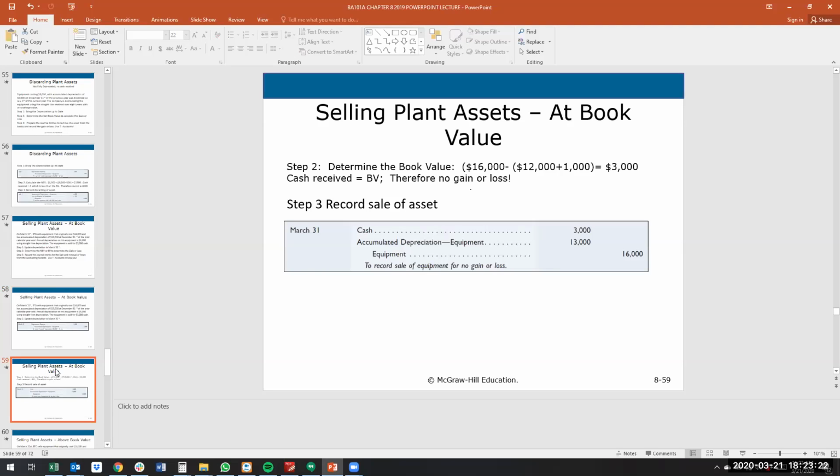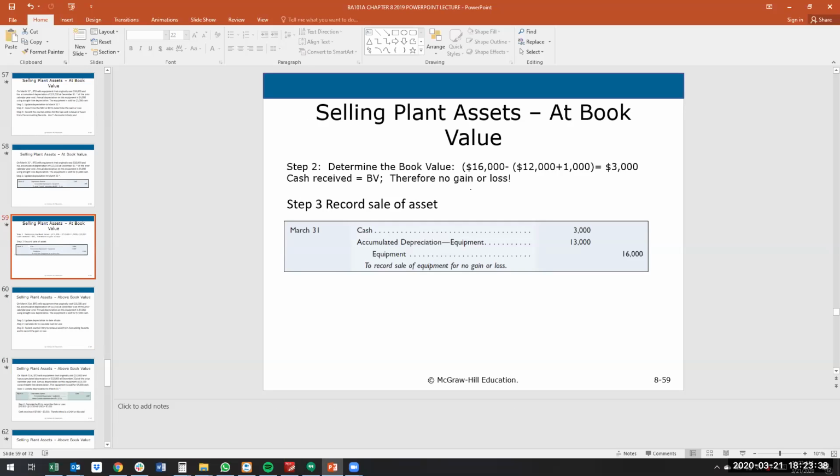And you can imagine it's actually relatively simple going forward. If we had more cash in the situation, if we received 4,000, we'd have a gain of 1,000. If we received 2,000, we'd have a loss of 1,000. So the difference is just going to be the plug, and that's how we make our journal entries.